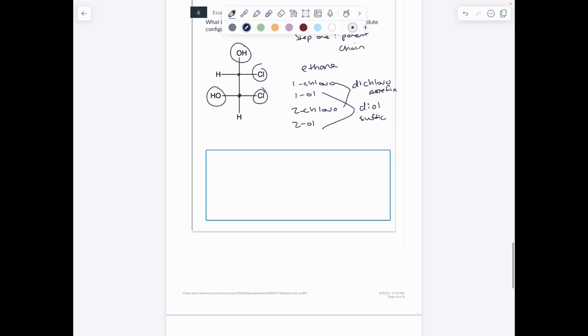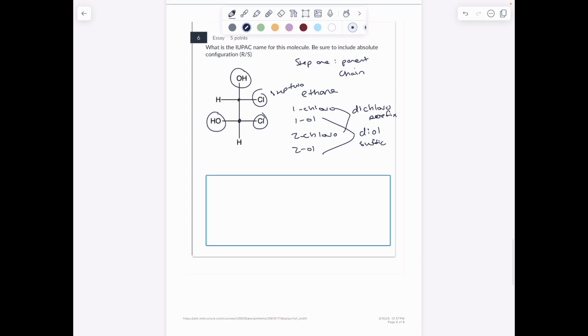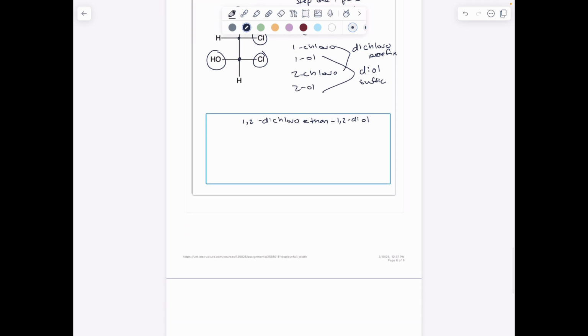So when I combine, this is step 2. Step 3 is combining them all in alphabetical order, and then is when I check for stereochemistry. So I would say this is 1,2-dichloroethane-1,2-diol. And the reason I dropped the E there is because if you just have 1 alcohol, it's ethanol. So the only thing that changes would be ethanediol. So that's why I did that naming there.